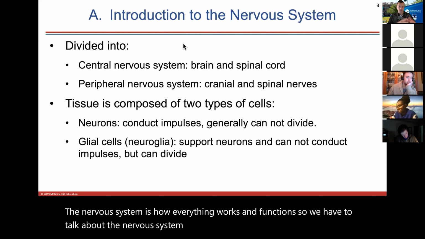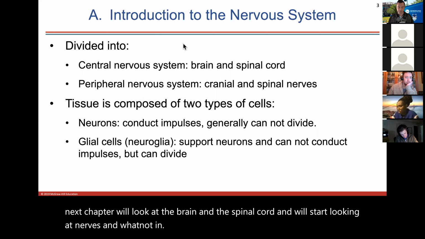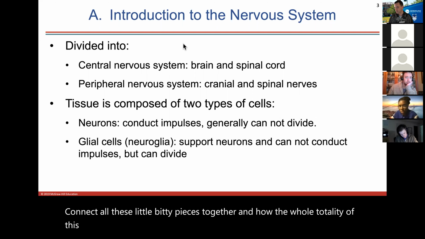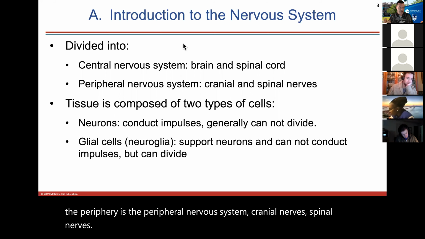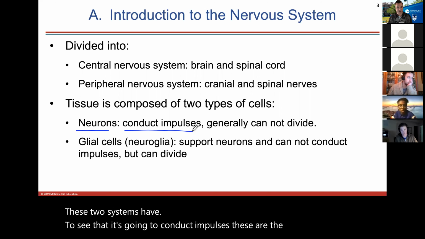So we'll look at the overall here, and the next chapter we'll look at the brain and the spinal cord, and we'll start looking at nerves and connect all these little bitty pieces together and how the whole totality of this system works. CNS, brain and spinal cord, everything extending off into the periphery is the peripheral nervous system. Cranial nerves, spinal nerves. These 2 systems have neurons, tissue that's going to conduct impulses. These are the ones that are conducting electricity.